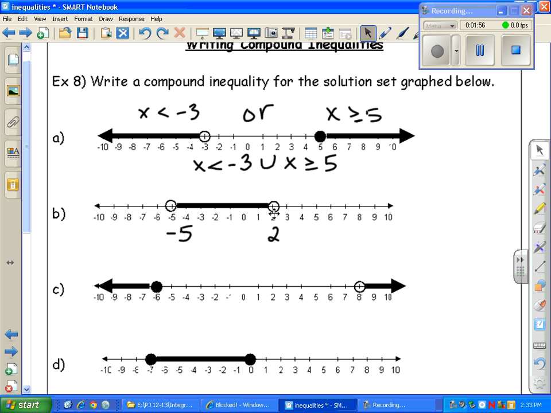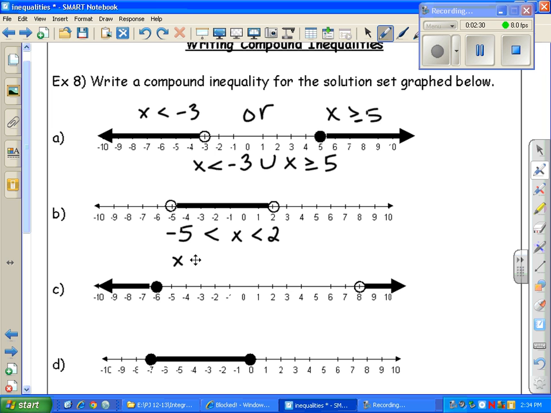So as we're looking at the shading, we're shading to the left of +2. So those would be the values that are less than +2. So we would write x is less than +2. The shading is to the right of -5, showing that the values are greater than -5. So we get a compound inequality that looks like this. And this says that x is greater than -5, but also less than +2 at the same time. Right? This is the intersection of those two sets.